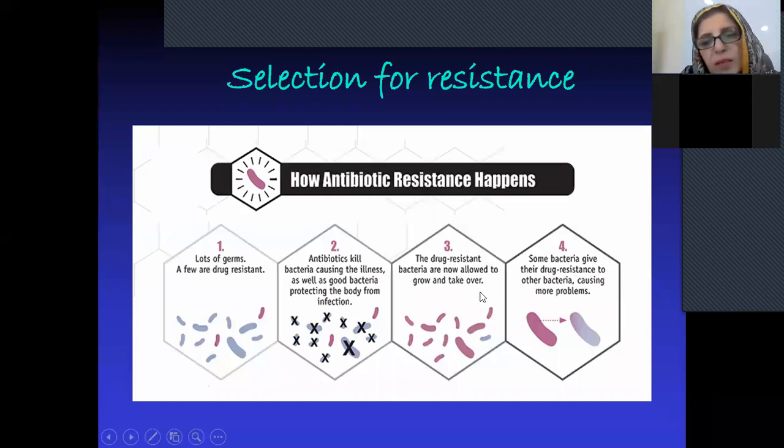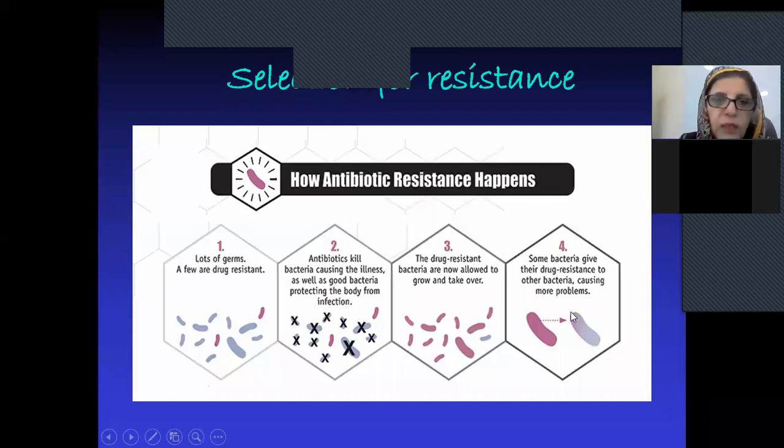Later on, what happens is that the drug-resistant bacteria are now allowed to grow because now the field is open for them. There is no competition. Once they grow, they are not going to be effective against the same antibiotic which killed the susceptible bacteria. Now, if that infection occurs again, the antibiotic is not going to be effective. And this drug resistance can then be passed to other bacteria as well. And in this way, it is going to spread from one individual to another. And it is also going to spread in the community.